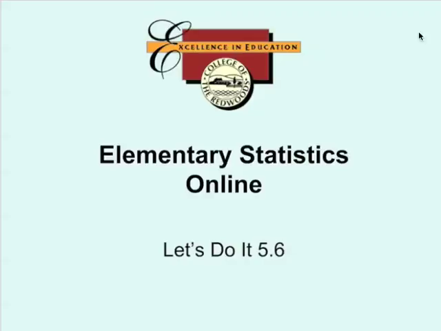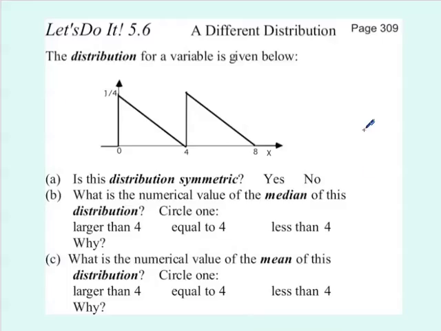This is a short little Let's Do It that is kind of a follow-up to LDI 5.5, where we have that triangular shaped distribution again, but this time it's continuous instead of discrete. In other words, we've got these curves, or these lines, instead of those frequency plots like we did in the previous LDI. So we have a distribution of a variable as given below.